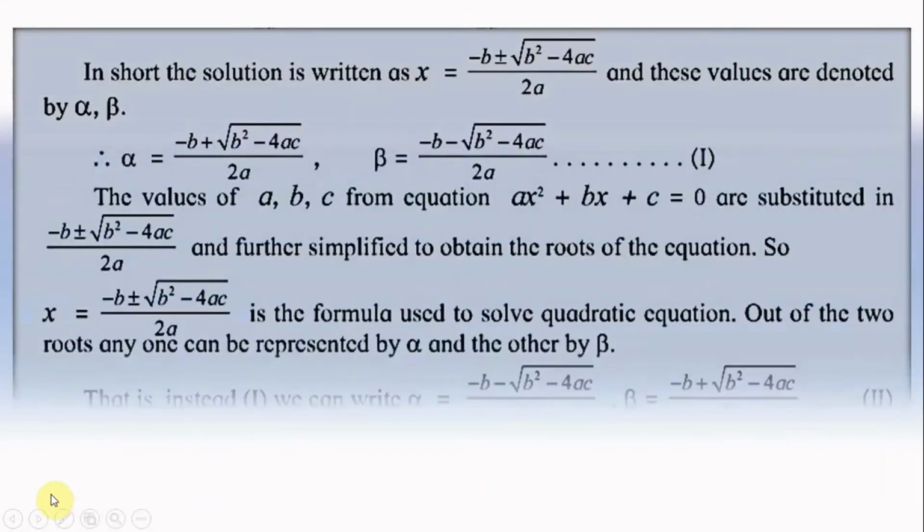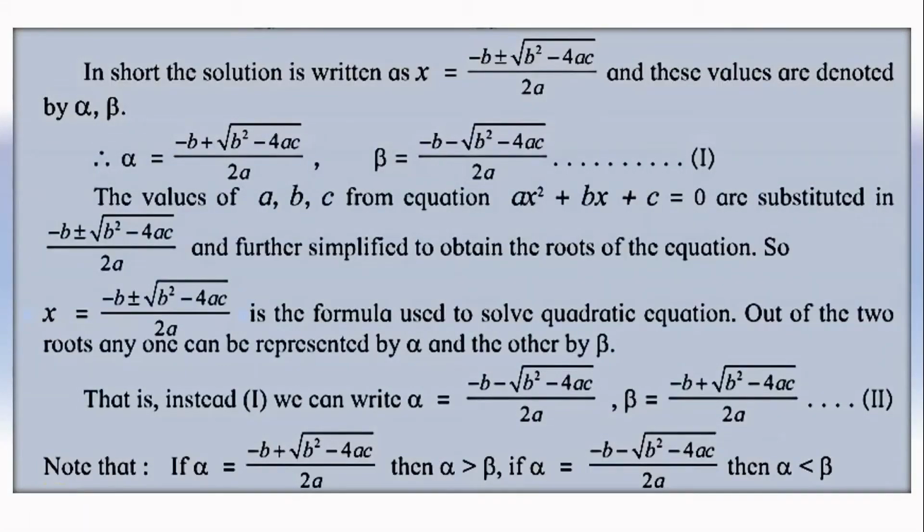Further, your textbook is giving us some idea about how to practically use this and what kind of notation can be used. For your information, I have copied the textbook so that you can look into it again and again and get the idea to use this formula in order to solve a quadratic equation. Normally we use the formula x is equal to minus b plus or minus root of b square minus 4ac upon 2a, and the values are normally denoted by using the letters alpha and beta.